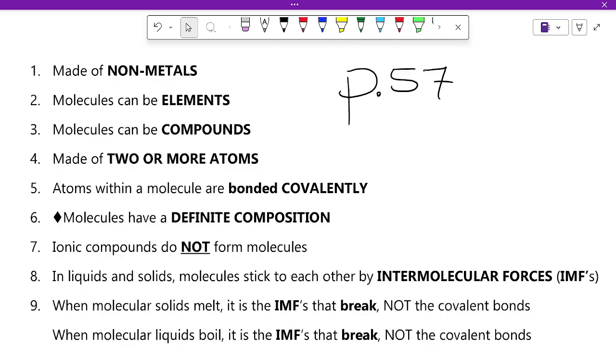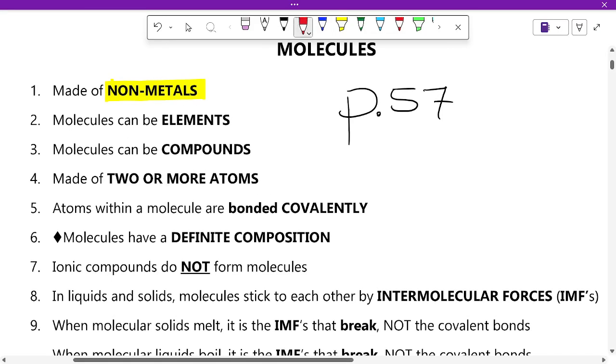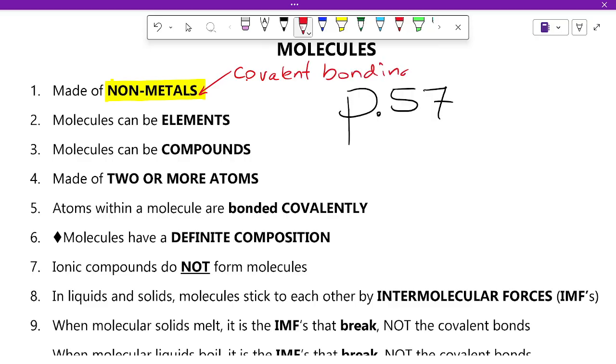So molecules are made of non-metals. If they're made of non-metals, what type of bonding is that? That is covalent bonding. What are those atoms doing with each other? They're sharing their electrons, yes.